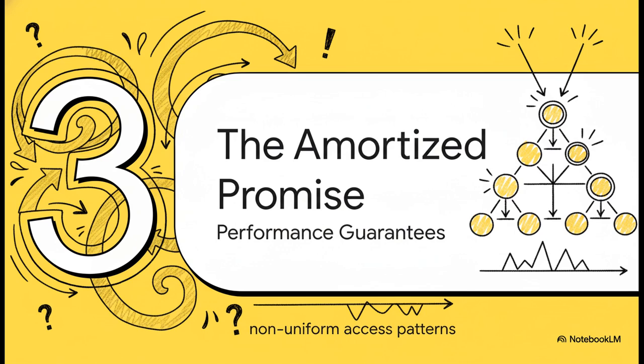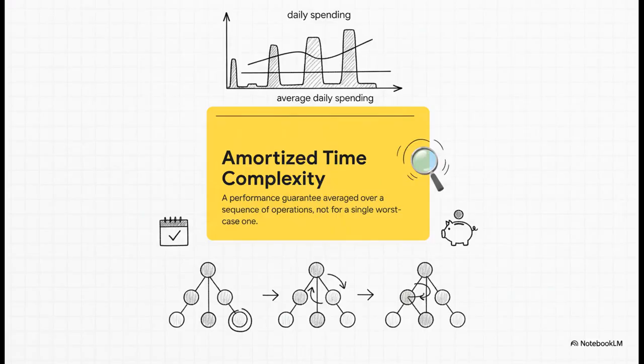Okay, I know what you're thinking. That sounds like a lot of rotating and shuffling around. And it is, but it all builds towards the most important and frankly, the most misunderstood feature of a splay tree, its performance guarantee. And the answer is probably not what you think. See, splay trees play the long game. They don't promise that every single operation is going to be lightning fast. Instead, they offer something called amortized time complexity.